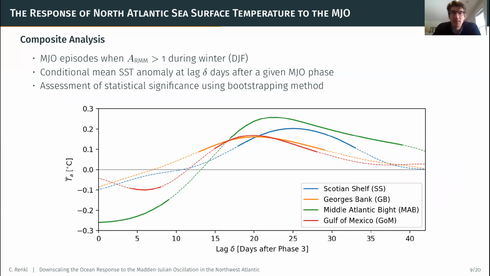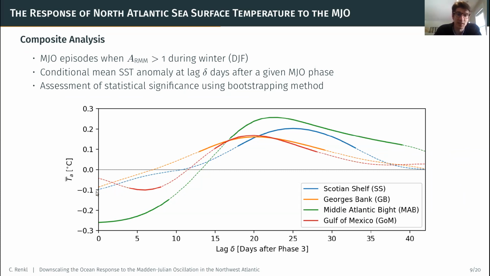What you can see here is the composites for 4 representative locations in the North Atlantic: the Scotian Shelf, Georges Bank, Mid-Atlantic Bight, and Gulf of Mexico. On the x-axis is the lag after the MJO is in phase 3, and on the y-axis is the conditional mean SST at these locations. And solid lines mean that the anomaly is statistically significant from 0 on the 10% significance level.